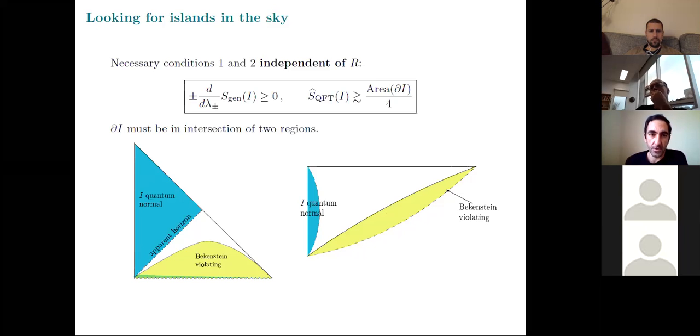Those are some negative cases. So maybe let's go to some positive cases.